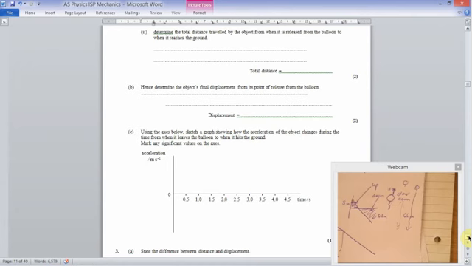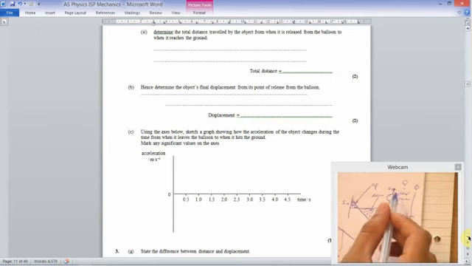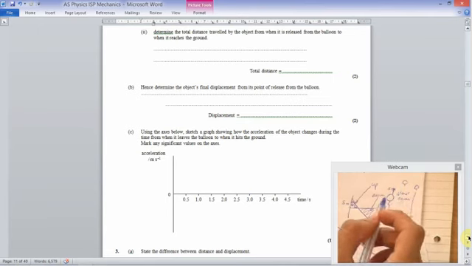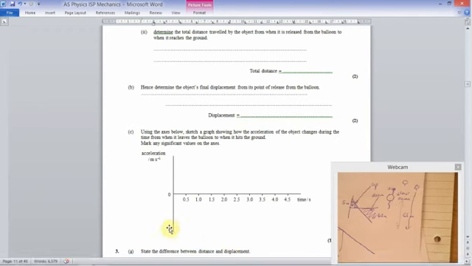Using the axis below, draw a graph showing how the acceleration of the object changes from the time it leaves the balloon to when it hits the ground. Mark any significant values on the graph. Well, from the second it's released, the only force acting on it is gravity, so it's going to be minus 9.81 the entire time across, until it hits the ground. So if it hits the ground at 4 seconds, that's where you stop. So a line across and label it minus 9.81 over here. So a line directly across, labelled minus 9.81 on the side.